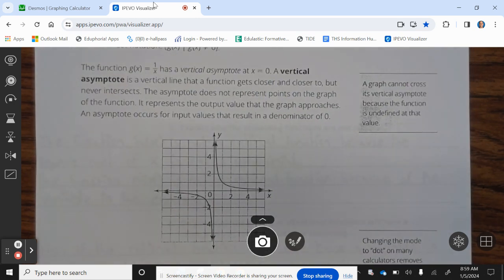The function g of x equals 1 divided by x has a vertical asymptote at x equals 0. A vertical asymptote is a vertical line that a function gets closer and closer to but never intersects. The asymptote does not represent points on the graph. It represents the input value that the graph approaches. An asymptote occurs for input values that result in a denominator of 0.